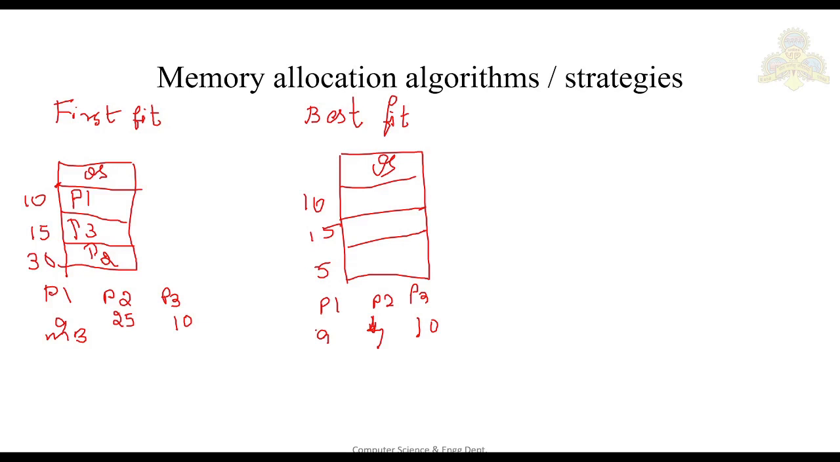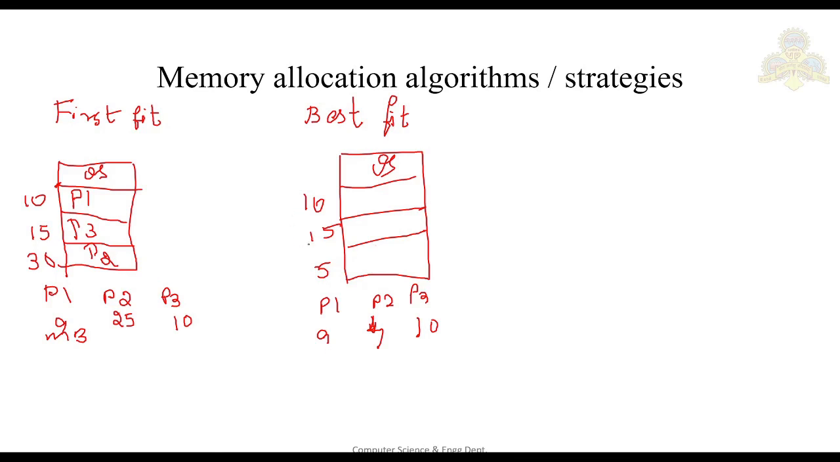So compare P1, which has the size of 9 MB. Can you keep this P1 in the 10 MB slot? Yes, you can. Can you keep it in the 15 MB slot? Yes, you can still keep. But can you keep it in the 5 MB slot? No, P1 cannot be kept here. Why? Because the size of the fragment is 5 MB, and the size of the process is 9 MB, which is greater.